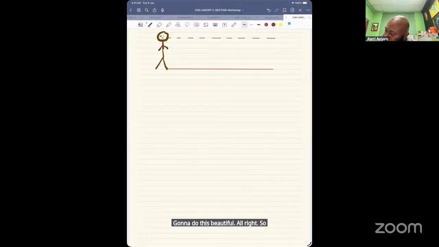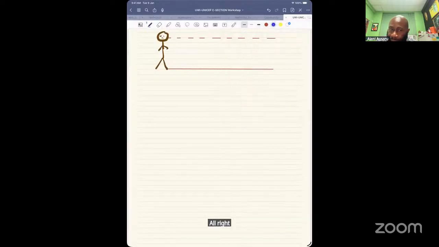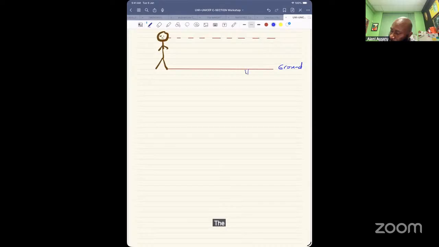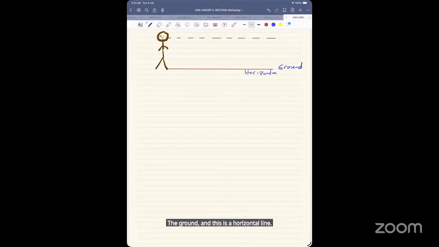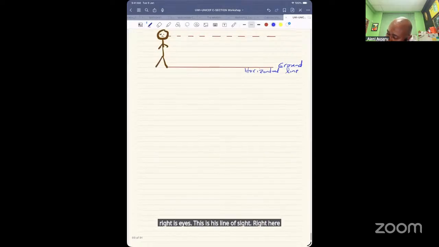So stay with me now. I'm just trying to make sure we get some stuff down. All right. So this guy here, this is the ground, and this is a horizontal line. All right. So the man is standing on the ground, and this is his eyes. This is his line of sight. Right here is his line of sight.